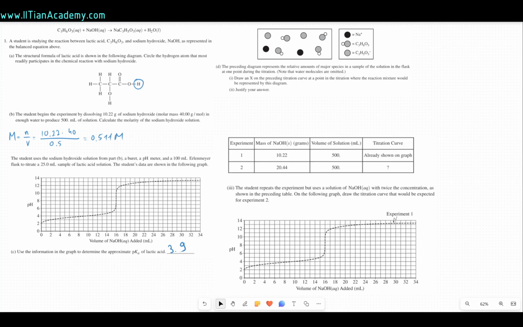In part D, we're given this diagram which shows the major species in the sample of the solution. And in part 1, we need to draw an X to represent the titration curve at a point where this could occur.